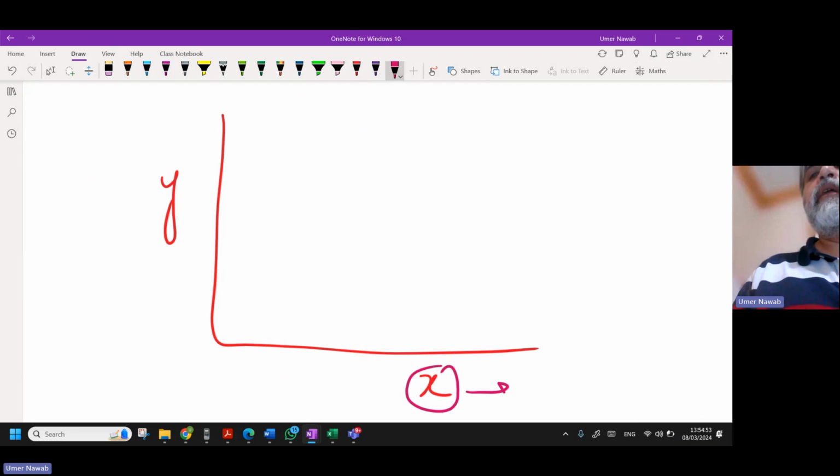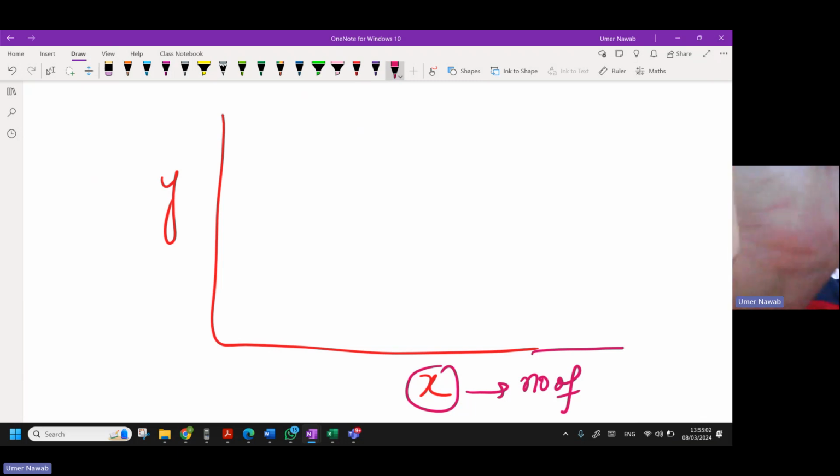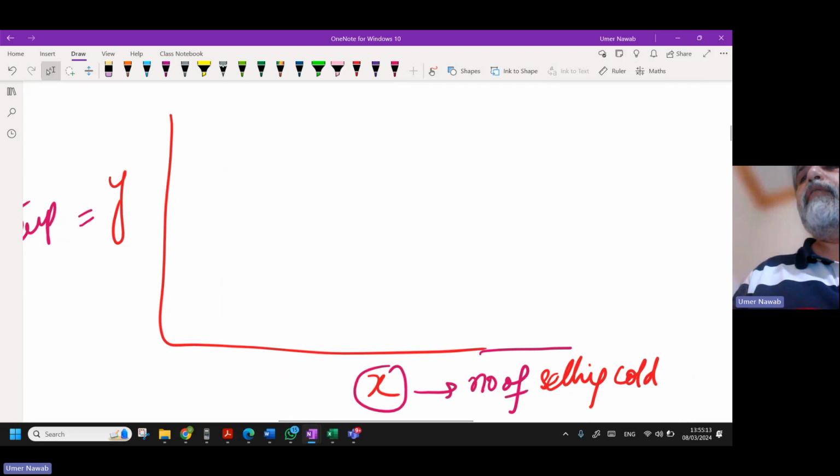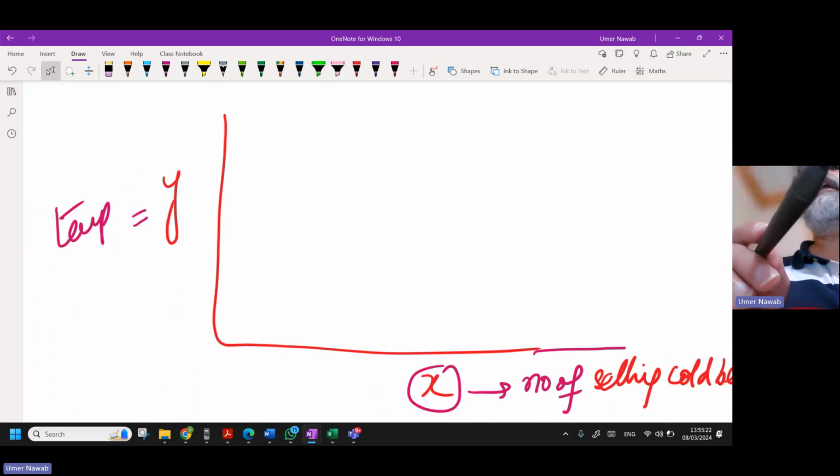Suppose X represents the number of selling of cold beverages, you understand, for example, like Pepsi, Cola, all these things. Y is temperature. With the increase of temperature, how does this graph look like? You will say that, Mr. Omar, if the temperature increases, more cola will be sold out.